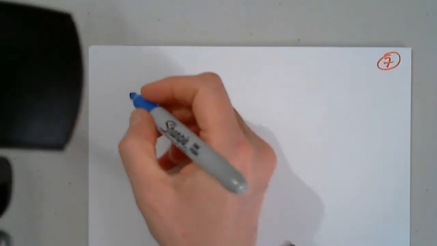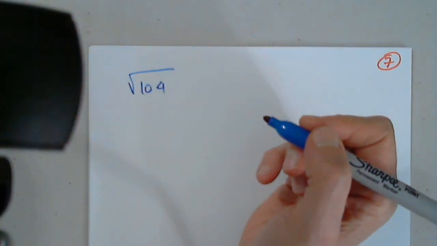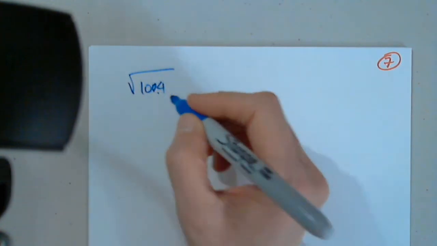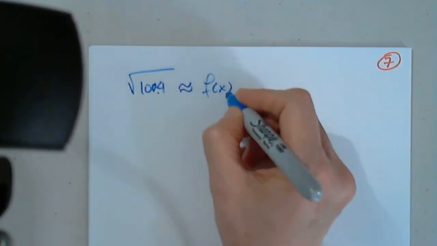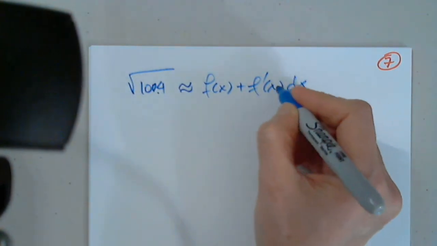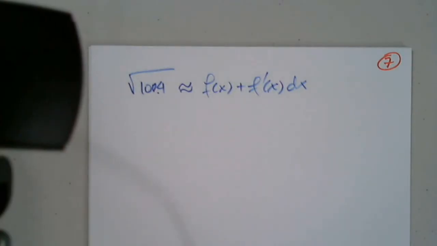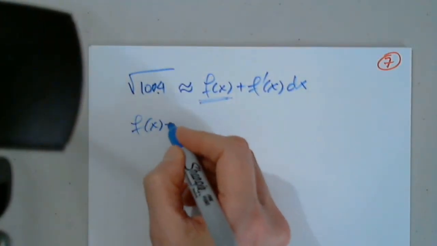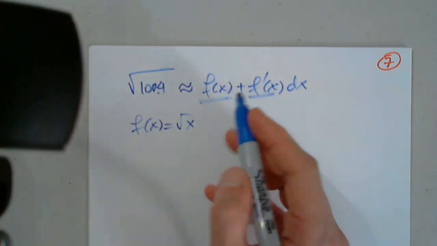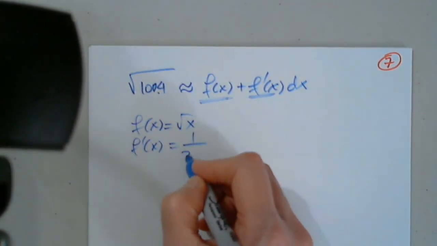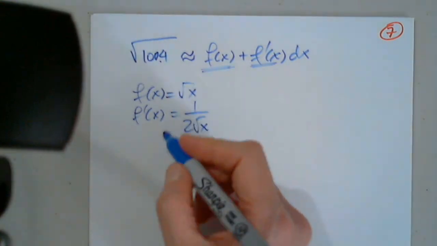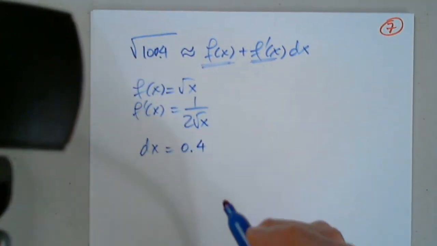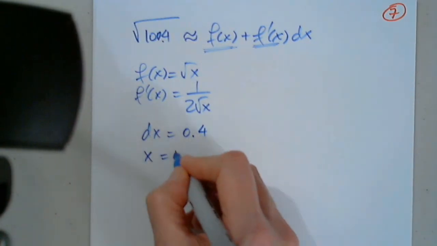Can we try and estimate the square root of 100.4? Very good. So this is approximately f of x plus f prime of x dx. So all I have to do next is identify these quantities. Obviously the function is the square root of x. I have to identify f prime, which is 1 over 2 the square root of x. And I have to identify dx, which will be 0.4, and x, which is 100.